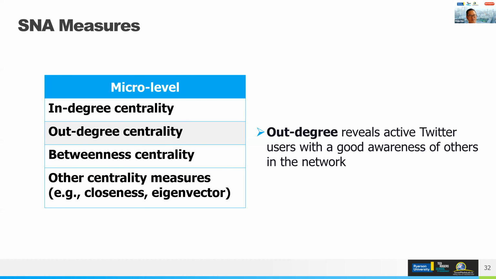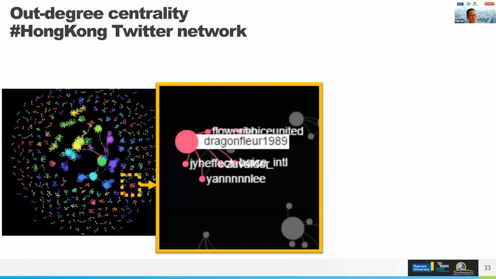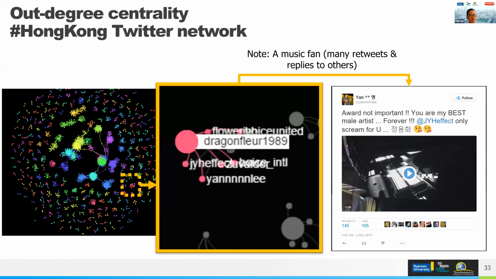Another type of micro measure is out degree, which reveals the active Twitter user with good awareness of others in the network. This is basically your broadcaster, somebody who is aware of the other players in the network and is sharing a lot of information in the network. So in our data set, that account is Dragon Fleur, but there are many accounts that have high out degree centrality. For this example, it's a music fan. This person shares a lot of retweets and replies to others.